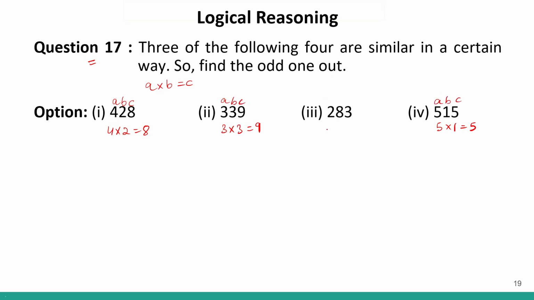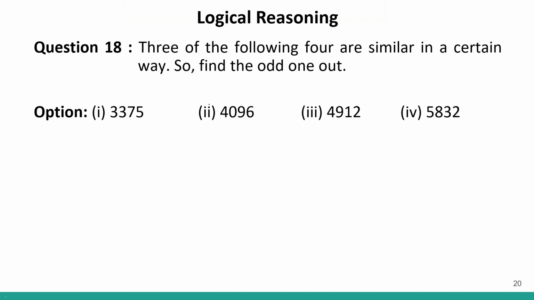But when I come to option number 3, 2 into 8 will give me 16. But over here we have 3. Therefore, the answer will be option number 3, 283. This is the odd one out. Clear? Now, question number 18. Question number 18, we have 4 numbers.